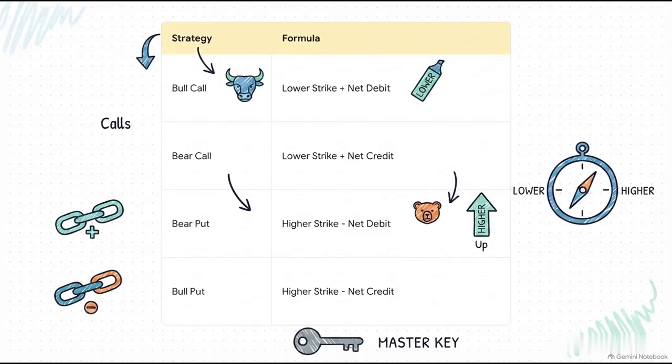Check out the calls. Bull call spread and bear call spread both use the lower strike. Now look at the puts. Bear put spread and bull put spread both use the higher strike. Call goes with lower, put goes with higher. If you lock that relationship in, honestly, the formulas just build themselves.